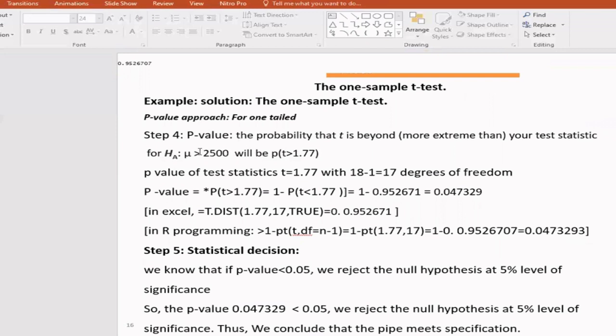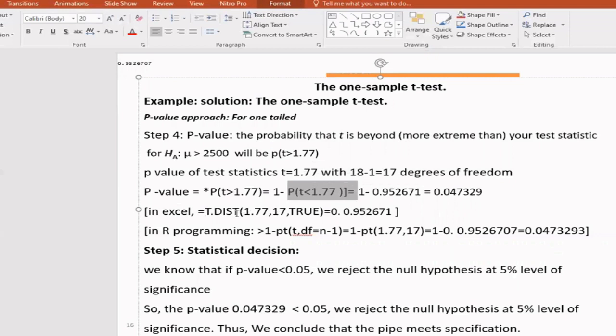For the one-tail test, the right-tail test, we also have to find the p-value, the probability t greater than 1.77, and we have to consider the degrees of freedom, which is 18 minus 1, 17 degrees of freedom. Now we know the probability greater than 1.77. How can we make it 1 minus the probability less than 1.77? Now let us go to Excel and see how to use it for 1.77 with 17 degrees of freedom.